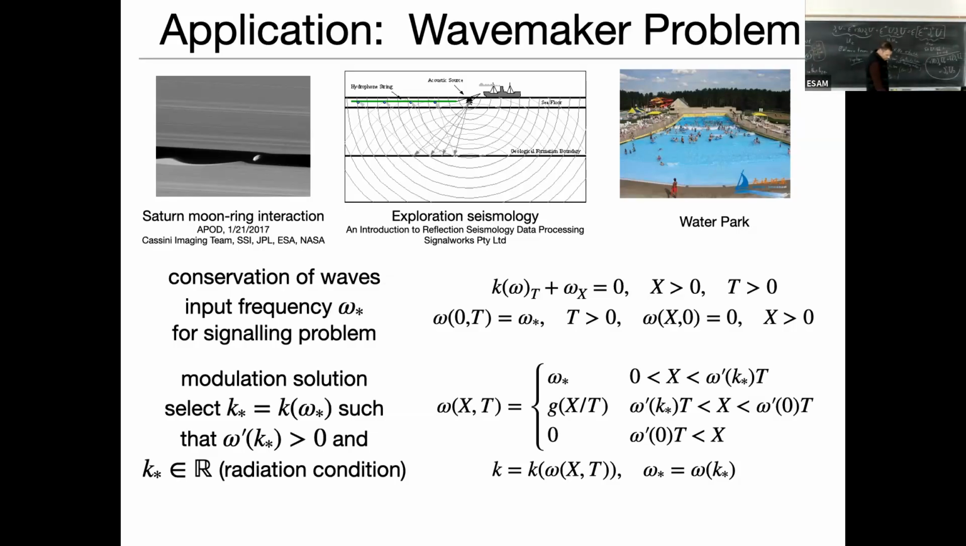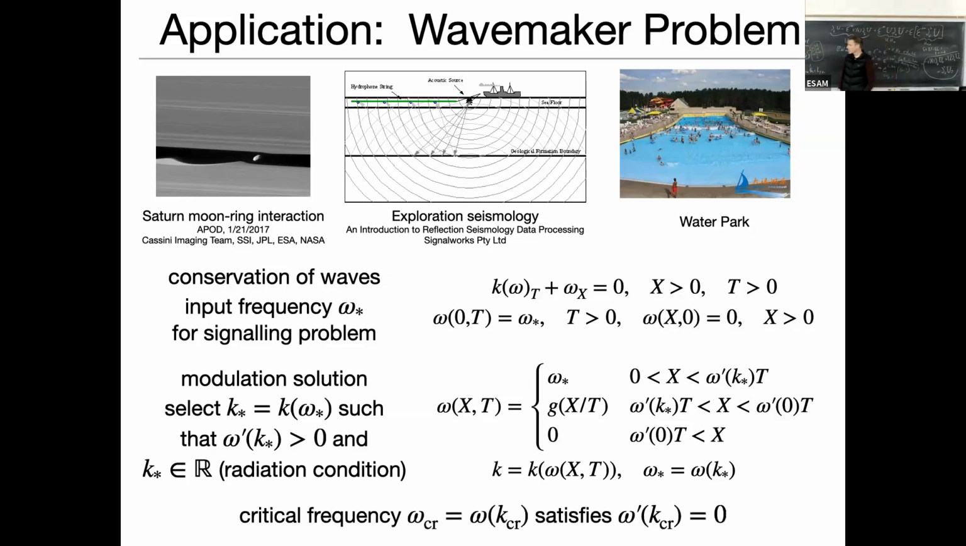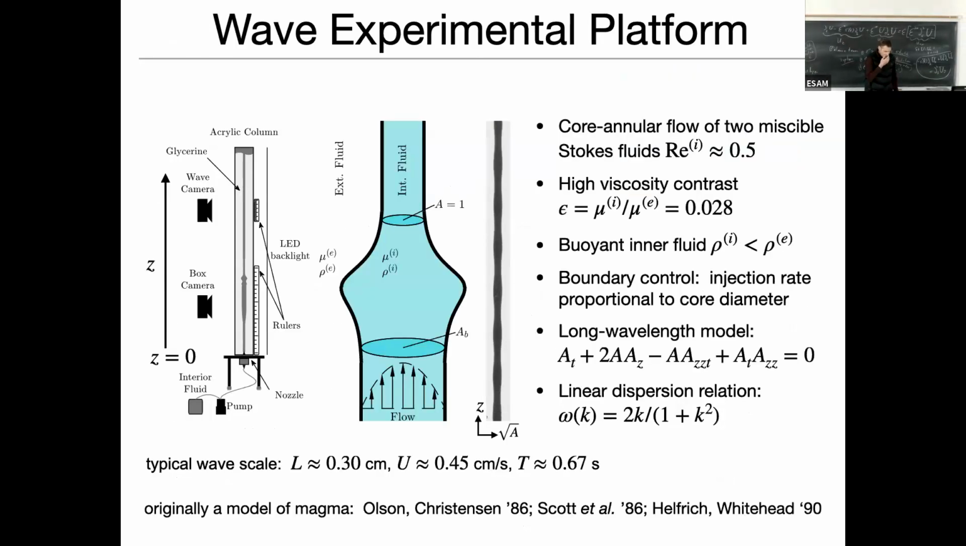And furthermore, you can identify what's known as a critical frequency. Whenever the group velocity is zero, then there's going to be some bifurcation in the dynamics you would expect. And I'll show you what happens in such a scenario. And for that, I want to refer to an experimental platform that I'll bring up several times here, and it's known as a core annular flow.